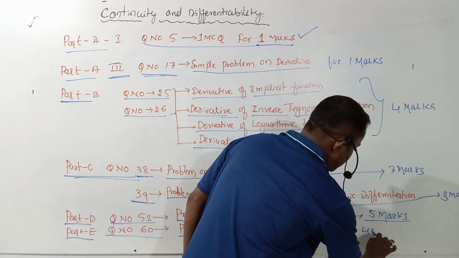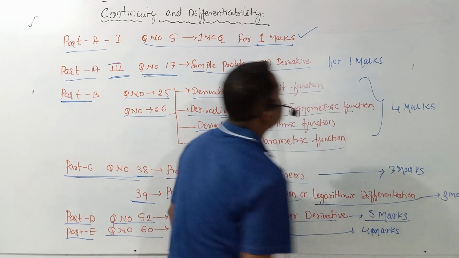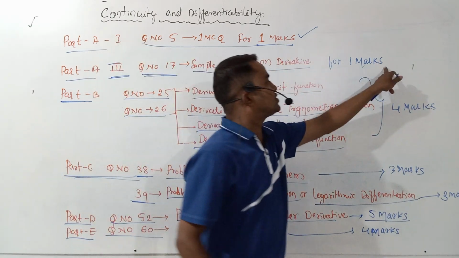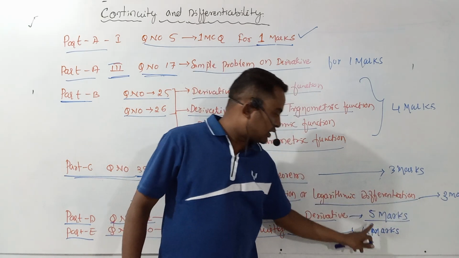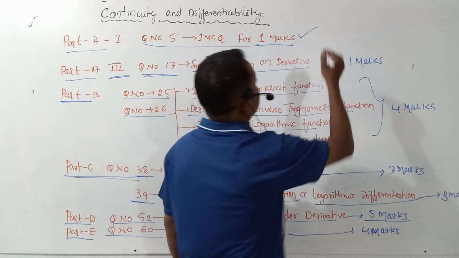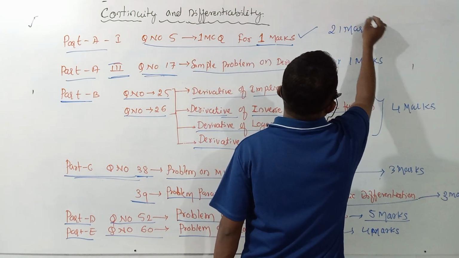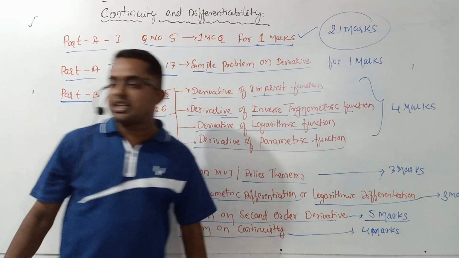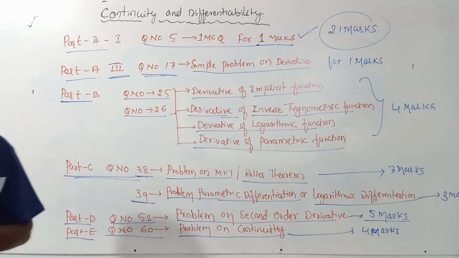So total count, how many marks are there? See here, 1 plus 1, this is 2 marks. 2 plus 4, 6. 6 plus 6, 12. 12 plus 9, 21 marks. Total you will get 21 marks from this topic. So you have to practice it in a very smart way so that you will get the 21 marks accurately.